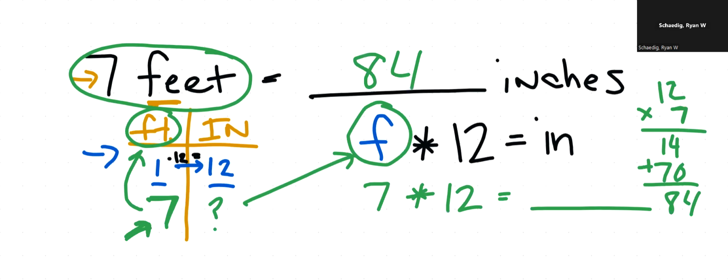So there it is, right? Again, this mixer today was just feet in inches, but look at the strategy: T-chart, one to many, make the rule, solve for the unknown.